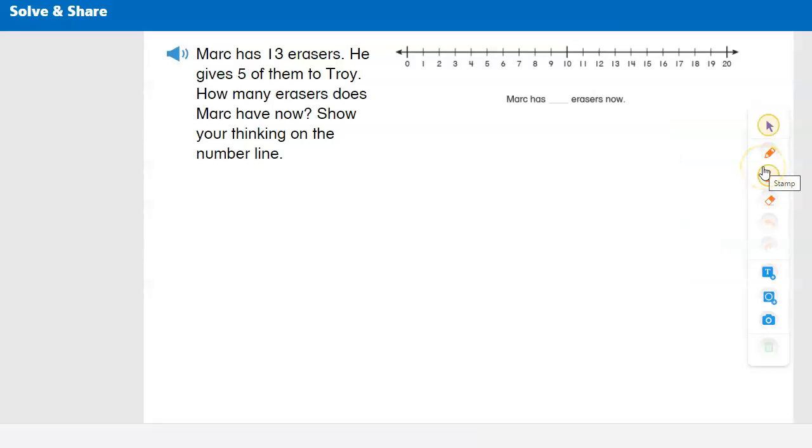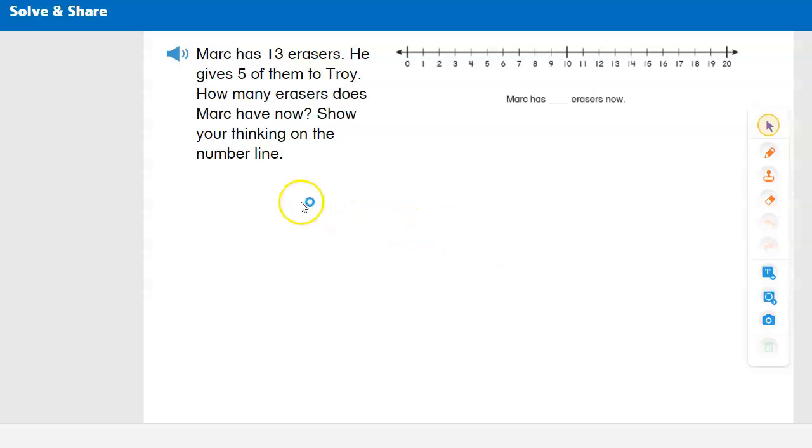Now my screen and your workbook look a little bit different. So what we can do for our solve and share is I can do it on the screen and you can watch, or if you would like to draw your own number line and pause the video to write it, you can also do that.